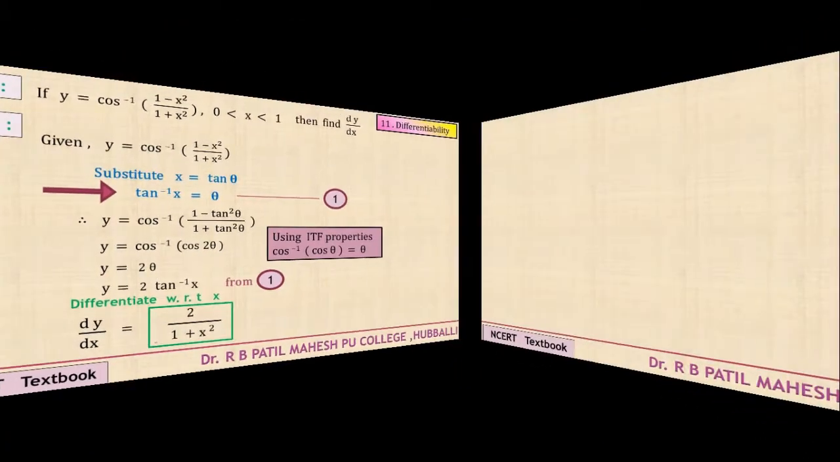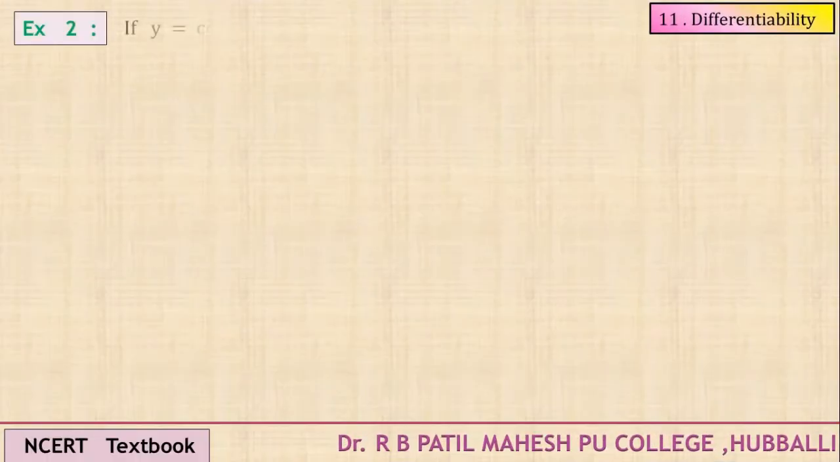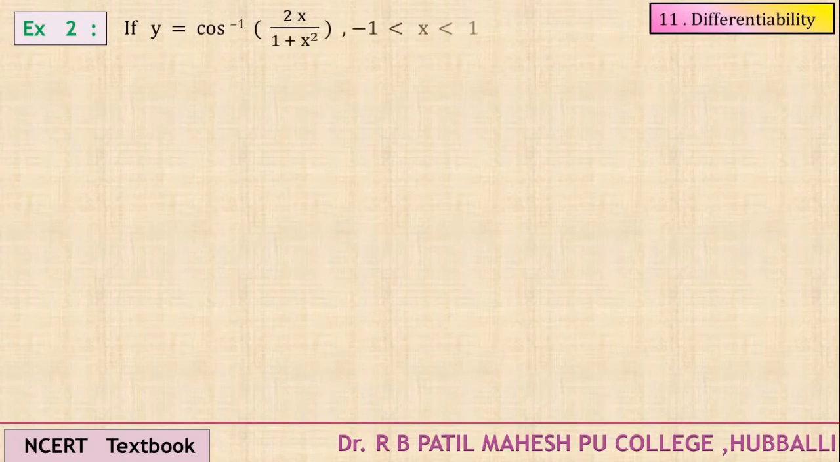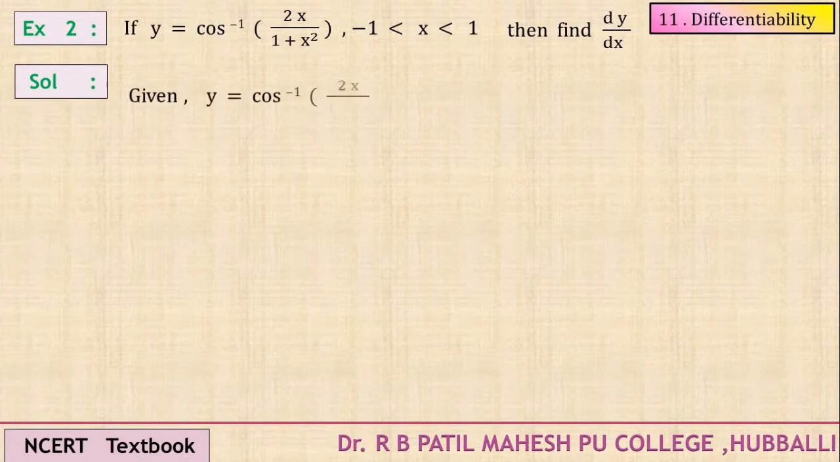Now go for the second example. If y is equal to cos inverse of 2x divided by (1 plus x square), and x is between minus 1 and 1, then find dy by dx. Here also we have a standard expression as the variable, so we find the answer using the substitution method. First you write the given function, y is equal to cos inverse of 2x divided by (1 plus x square). What substitution is taken for the expression 2x divided by 1 plus x square? For this, x is taken as tan theta again.